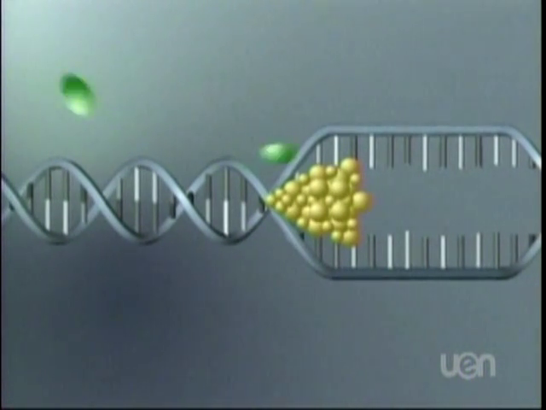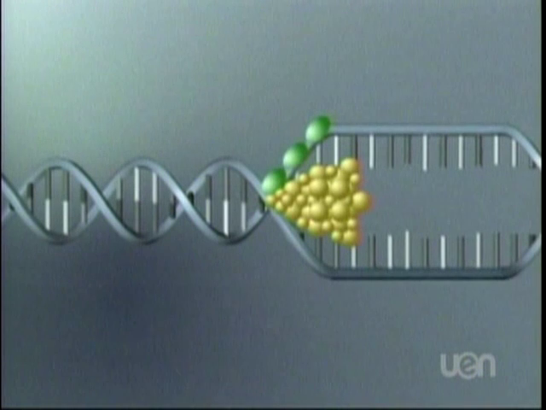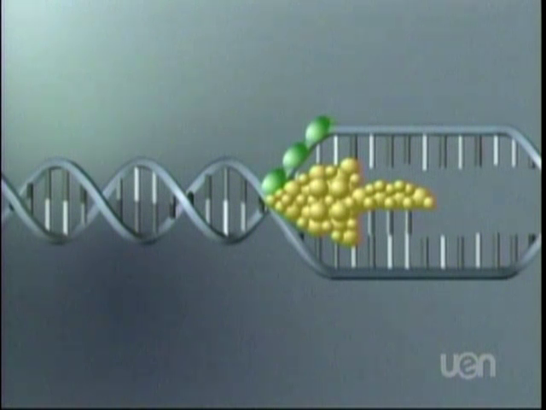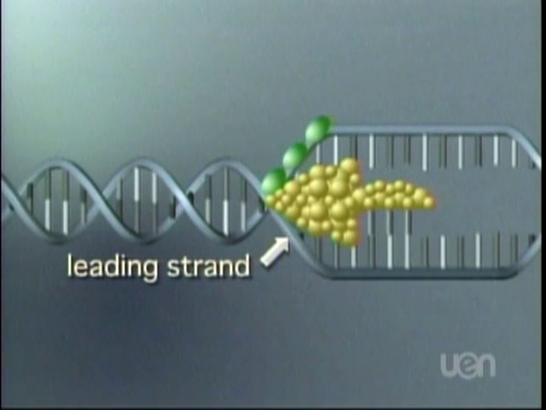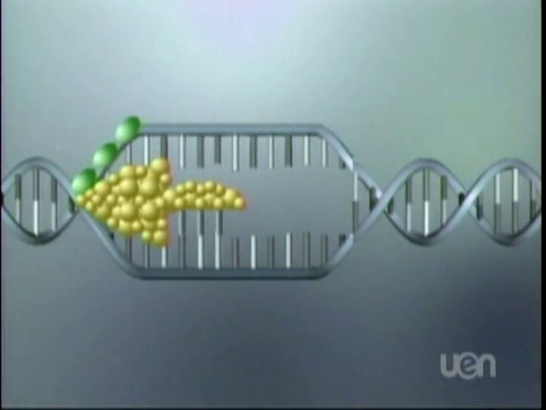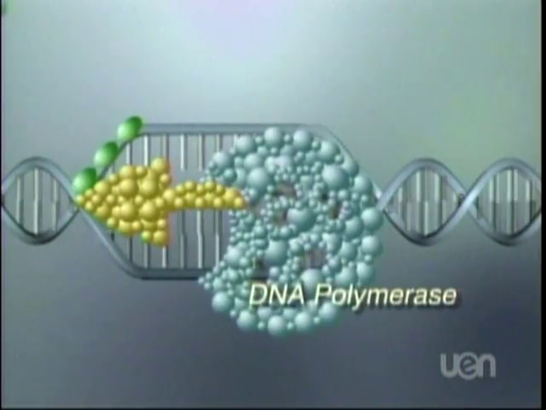Special proteins, the green eggs, form temporary supports, preventing the freed strand from twisting up. An enzyme lays down a primer, which acts as a start signal for replicating the leading strand. Now, in comes one of the most important enzymes in life, DNA polymerase.